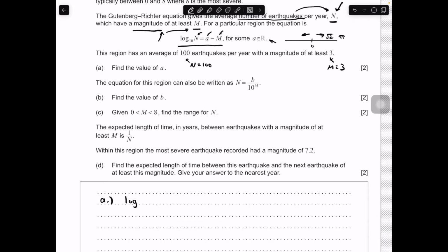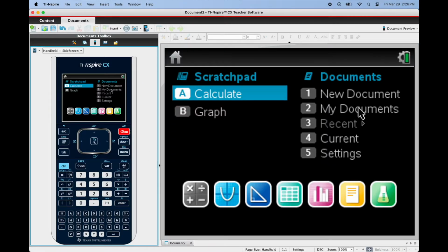This is our equation: log base 10 of n is equal to a minus m. What do we know? We have log base 10 of n, where n is equal to 100, a minus m, and m is equal to 3. After that, it's an input-output question, so let's solve for a. Okay, so let's go to the calculator screen and work that out.